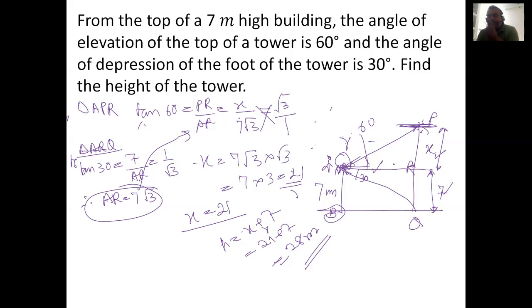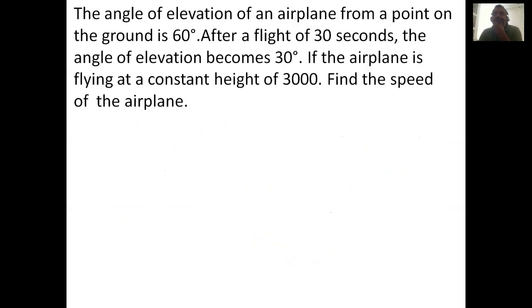Something gets overlapped. The angle of elevation of an airplane from a point on the ground is 60 degree. After a flight of 30 seconds, the angle of elevation is 30 degree. If the aeroplane is flying at a constant height of 3000, we will take it in meter, find the speed of the aeroplane.